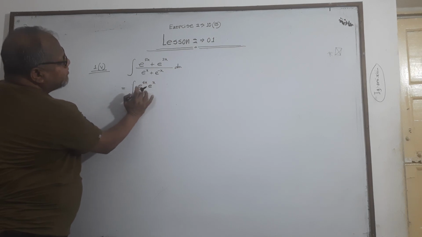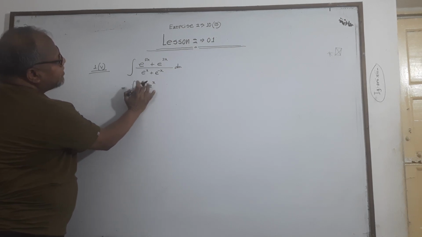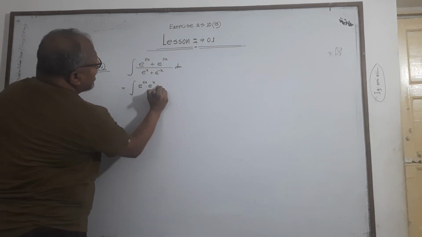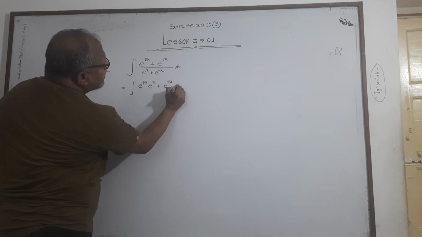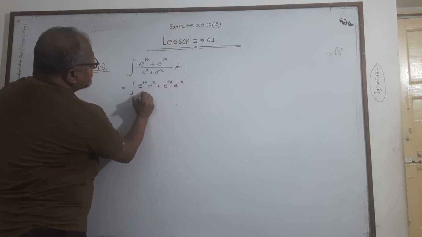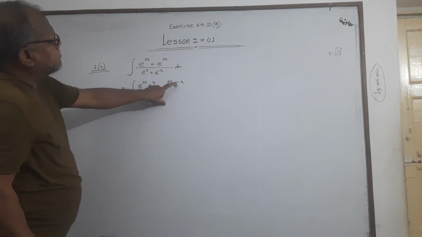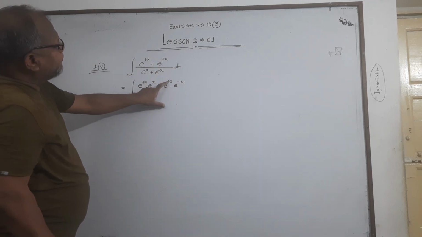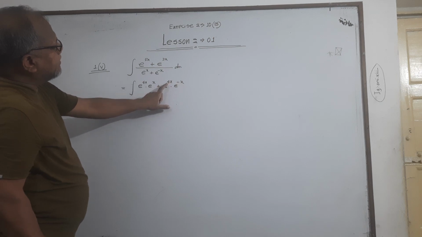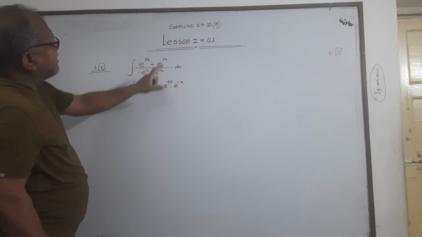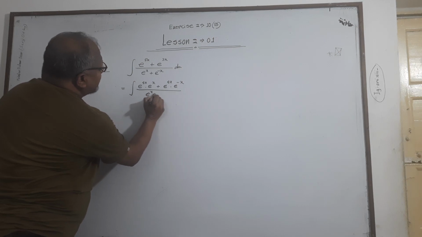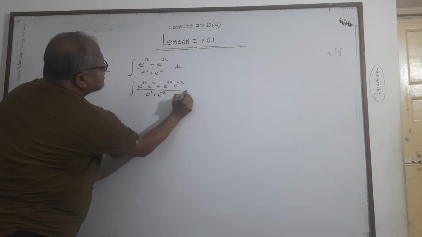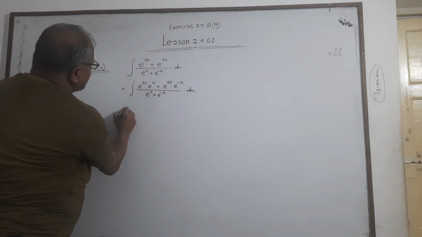The exponential formula: if the base is the same, the powers will be added. So 4x plus x is 5x. I can also write e to the power 4x into e to the power minus x. So here 4x minus x is equal to 3x. E to the power 4x into e to the power minus x is e to the power 4x minus x, e to the power 3x. Divided by e to the power x plus e to the power minus x into dx.